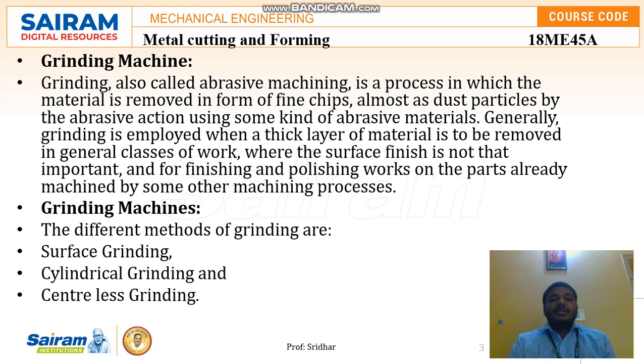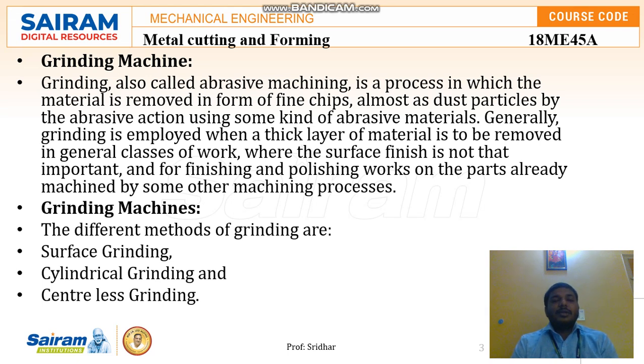So the different types of grinding machines are majorly classified into three categories: surface grinding, cylindrical grinding, and centerless grinding. Based on these three grinding processes, it is mainly not for the removal of excess material, but mainly for finishing and polishing works. For example, if you are making any casting, some excess parts will be produced on the surface of that particular casting. So in order to remove that, mainly we can use this grinding tool.